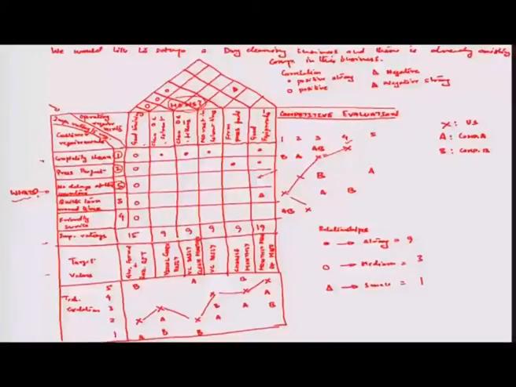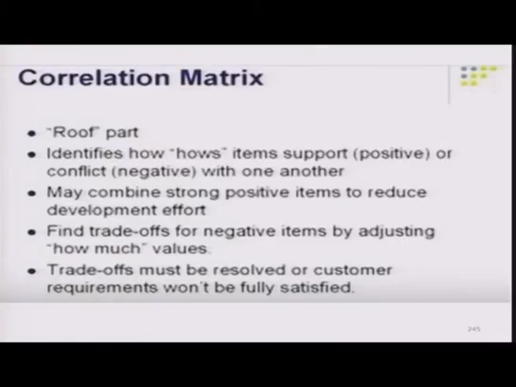So let's look at some of the key correlation matrices which are there as a part of the house of quality. One is the roof part, of course. So this identifies the item's hows, and it's basically how versus how, and it gives either a strongly supportive positive correlation or a conflicting negative correlation with respect to one another.